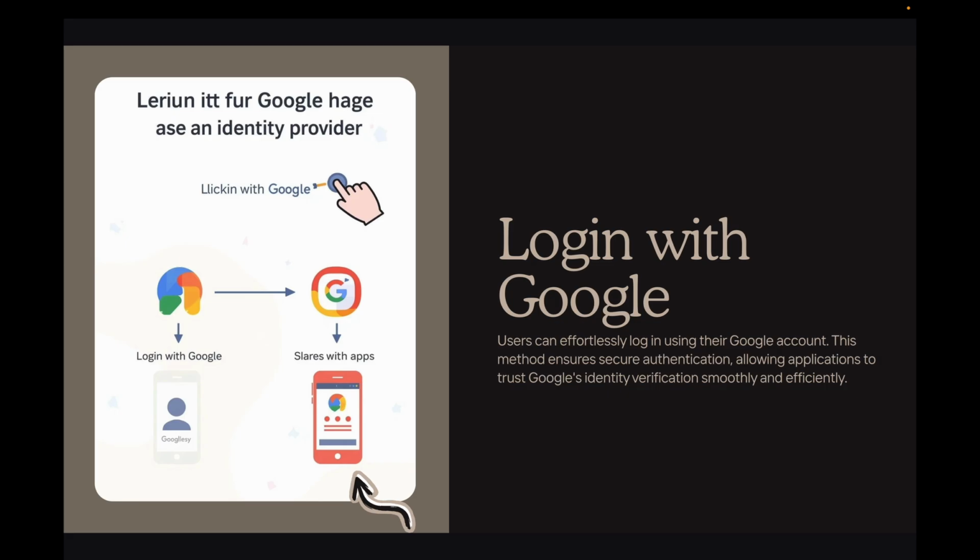Let's use a real world example. When a user clicks login with Google, Google authenticates the user using password, OTP, or biometric. Once Google is confident about the user's identity, it sends verified identity information to the application. The app trusts Google as an identity provider, and this trust is formalized using OpenID Connect.